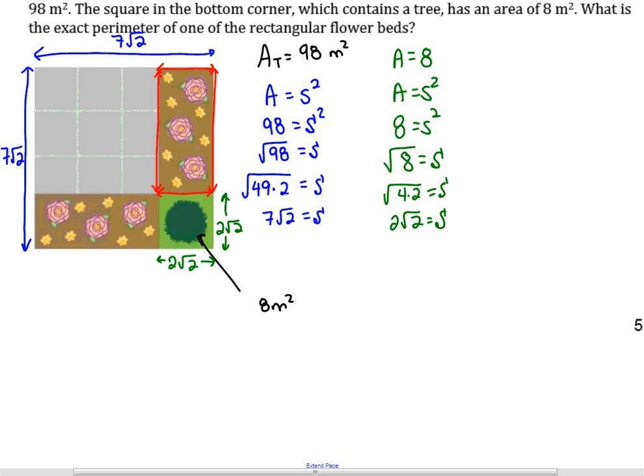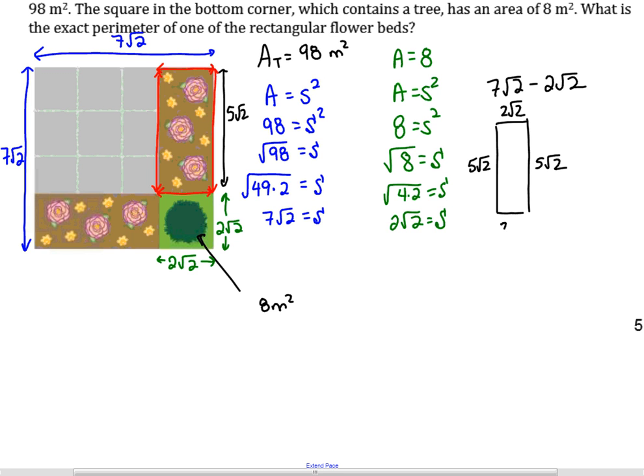I like it. Okay, so do we know the full dimensions of the rectangle yet? We know the widths, right? The width would be 2 root 2, because that's the same. But we need to know this guy right here. How could I get this dimension? Subtract them. 7 root 2 minus 2 root 2, which is 5 root 2. So now we know that our rectangular bed is 5 root 2, 2 root 2, 5 root 2, and 2 root 2.